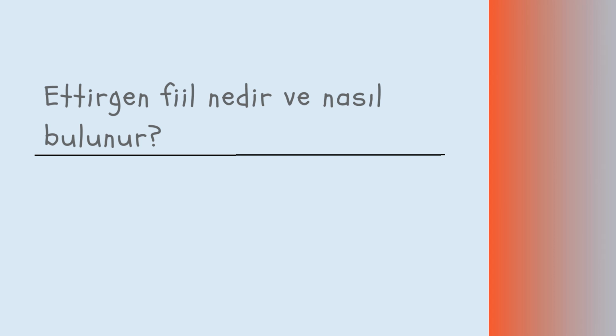So, we're going to use the ettirgen verb in a sentence to make someone else do an action or to explain that the action was done by someone else.